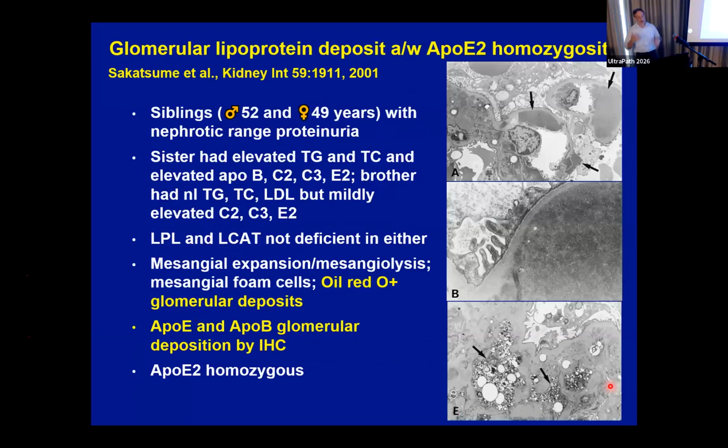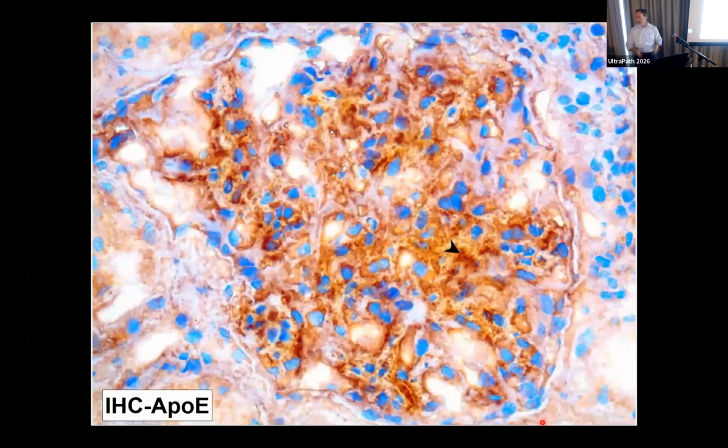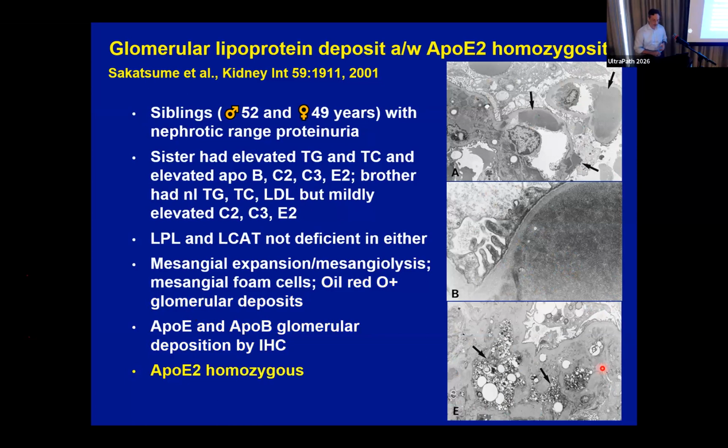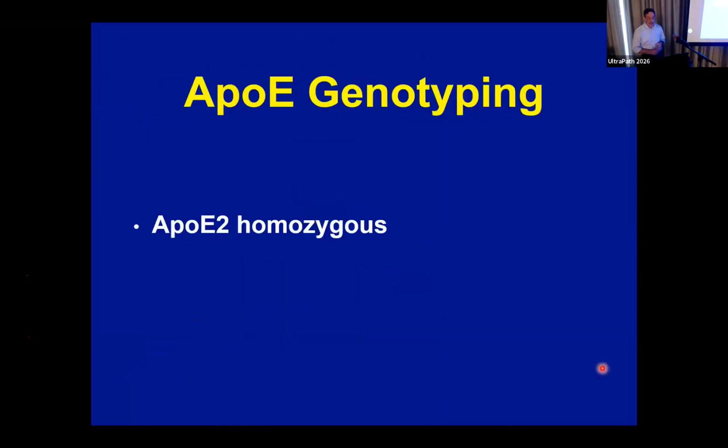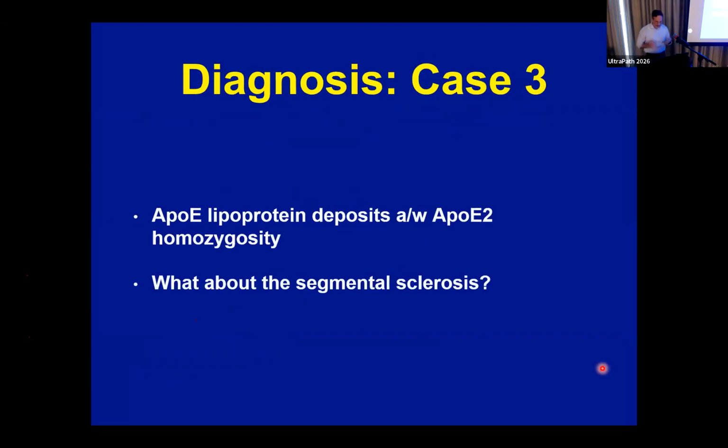So back to this case report, this patient had oil red O deposits and ApoE deposits by immunohistochemistry. So we stained our patient, and sure enough, tons of ApoE sitting in the mesangium of our case. And then we also genotyped our patient, and he was an ApoE2 homozygote. So now our diagnosis is ApoE lipoprotein deposits with E2 homozygosity. But what about this segmental sclerosis?